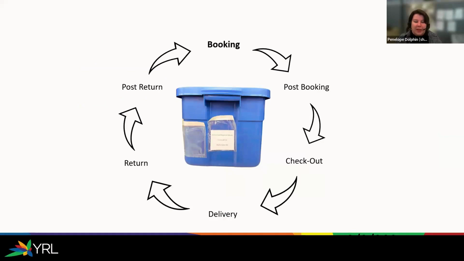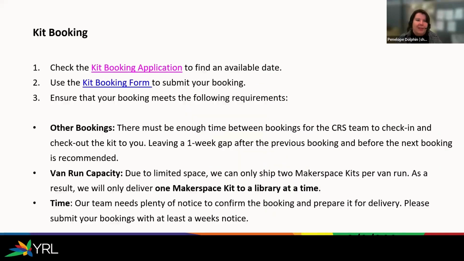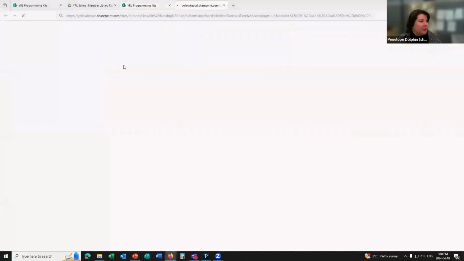So we're going to start with kit booking. So the first thing you're going to want to do after you've decided what kind of kits you're interested in is to check the kit booking application on the internet to find an available date. So we will just open that there.